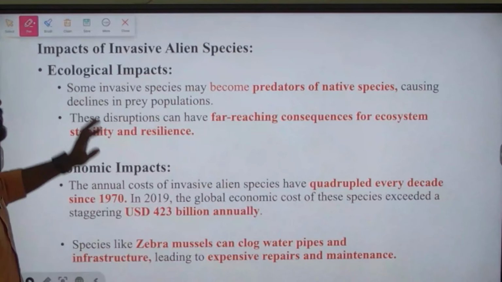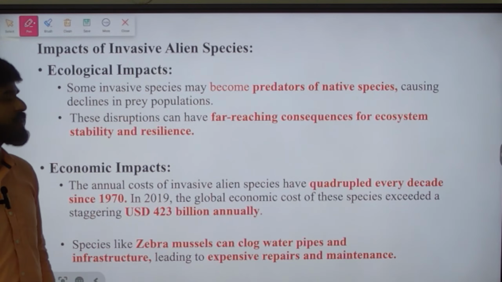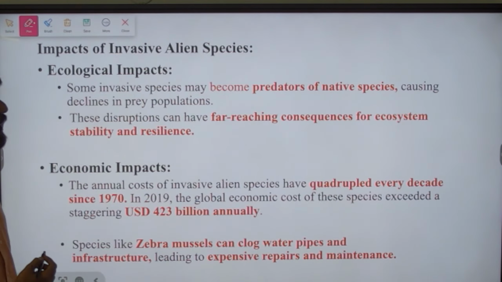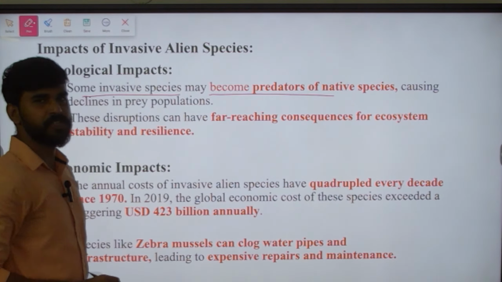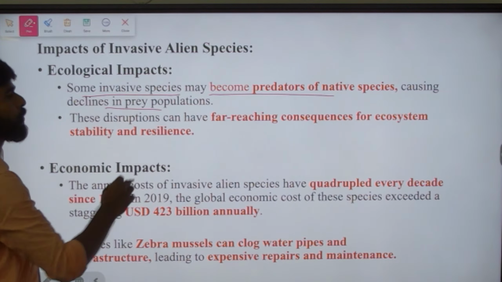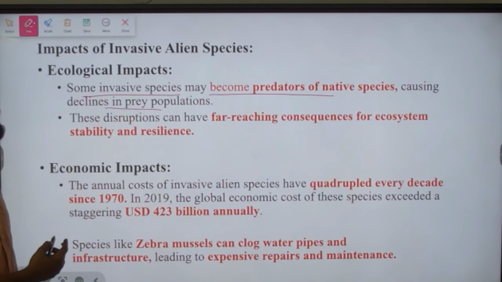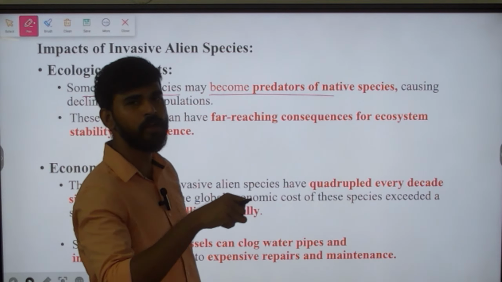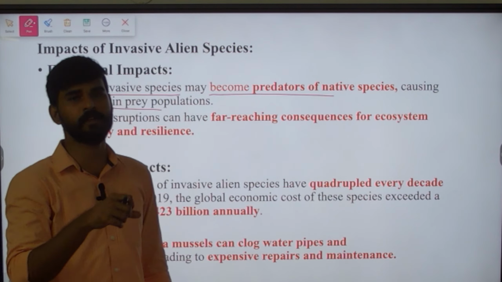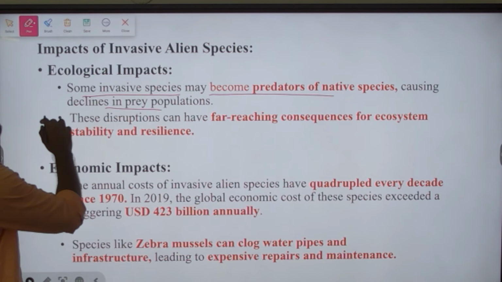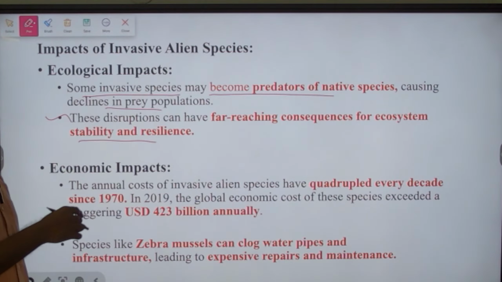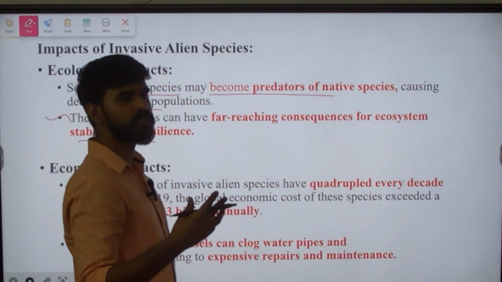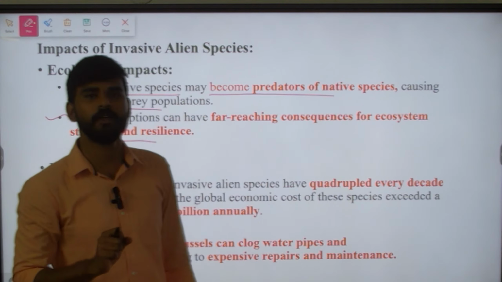Next, what are all the impacts of invasive alien species? First thing is ecological impact. Some invasive species may become predators of native species, thus causing a decline in prey population. Predation means when one organism consumes or kills another organism. These disruptions can have far-reaching consequences on ecosystem stability and resilience. Even the ability of that ecosystem to come back will be hampered.